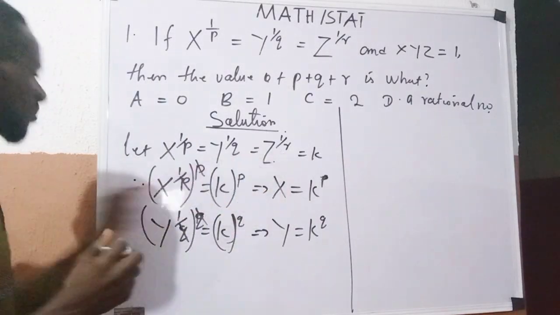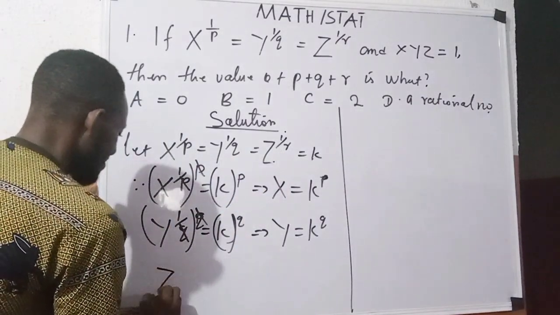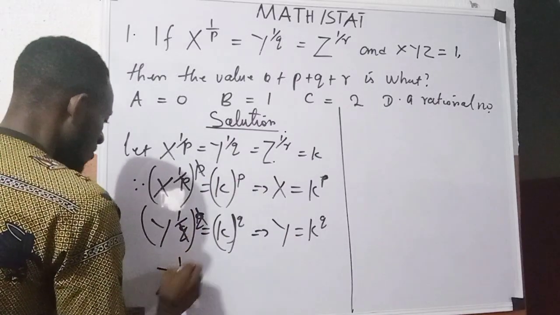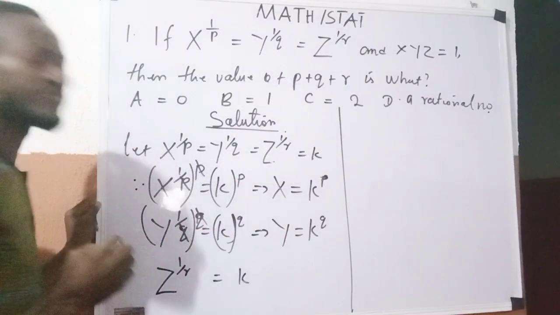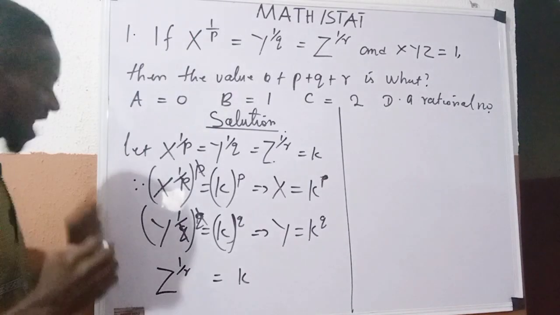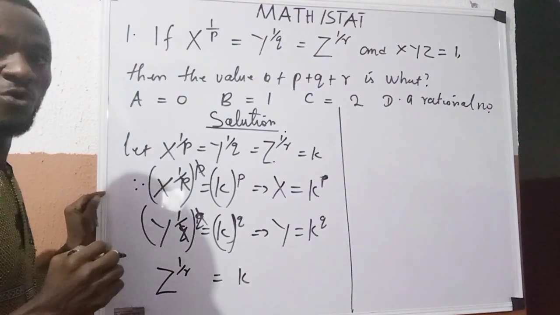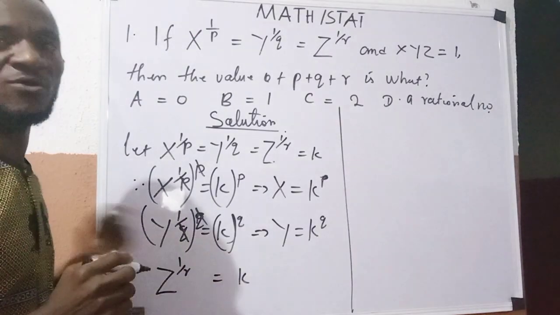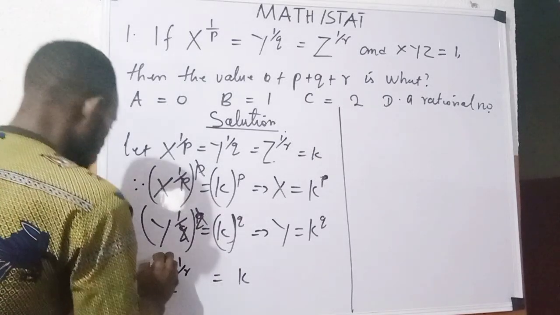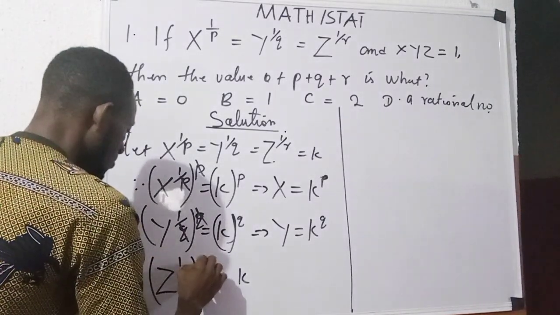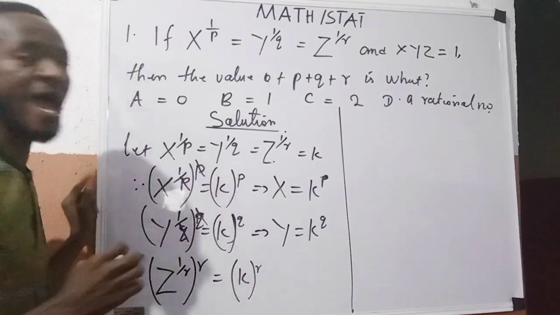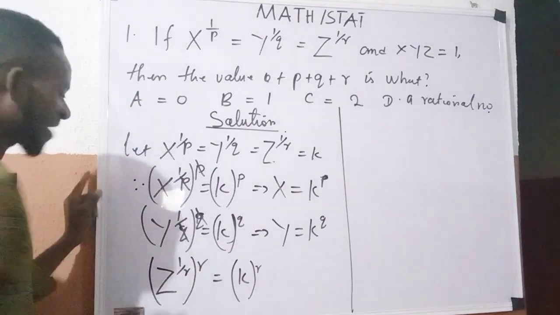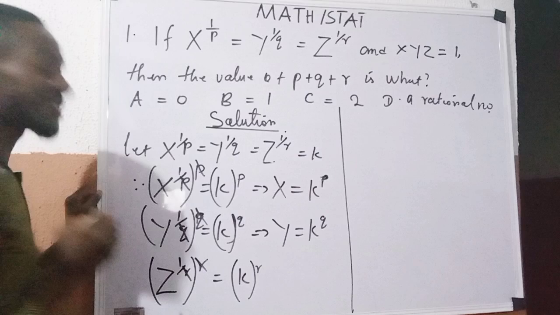The same thing applies with this z. So I have that this is z raised to power 1 over r, which is equal to k. I want to make z stand all alone. I'm going to use the power of r to multiply both sides. So I will do this and do this, raised to power r. I will equally do this and do this raised to power r. By so doing, this r will cancel this r.